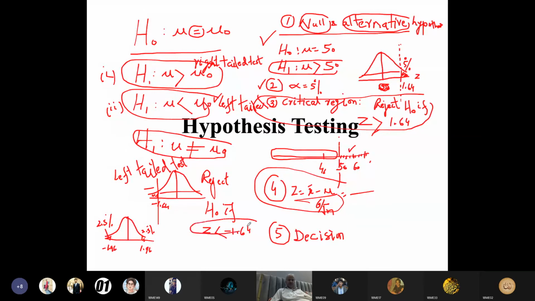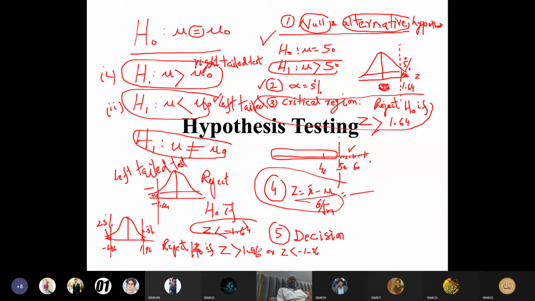So here we reject. Here two critical regions are there. Within this area, you are safe. So here we write reject the test Z value. Reject H0 if Z value is greater than 1.96 or Z value is less than minus 1.96.